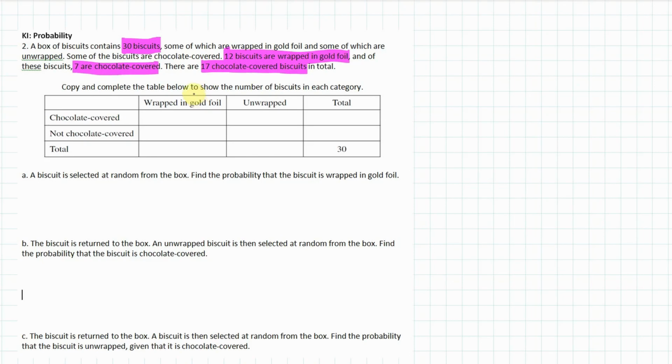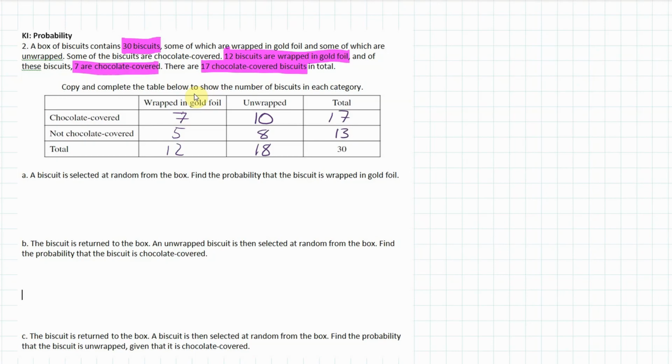Okay, perfect. So 12 biscuits are wrapped in gold foil, and of them, 7 are chocolate covered. So there's 12 wrapped in gold foil, and of those, 7 are chocolate coated. And that means 5 are non-chocolate coated. And then we know that there are 17 chocolate covered biscuits in total. So we know that's 17, which means this must be 10. And we know that there are 30 biscuits altogether, which means this must be 18, since 18 plus 12 is 30, which means that this must be 8, which means that this must be 13. So I think we're all done there.